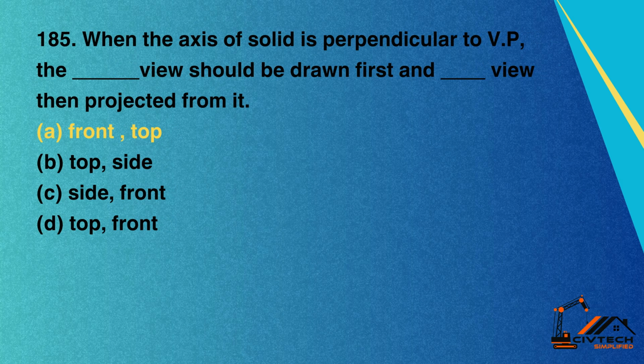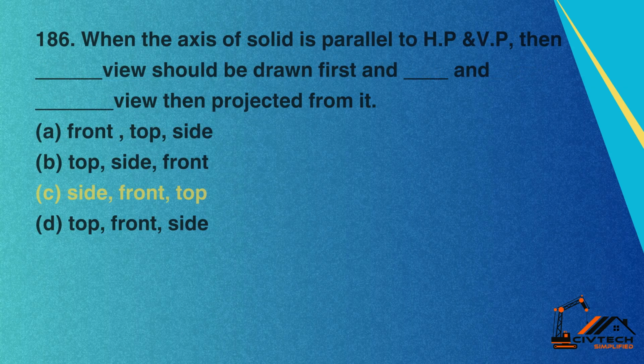185. When the axis of solid is perpendicular to VP, the front view should be drawn first, and the top and side views then projected from it. A. Front, top. B. Top, side. C. Side, front. D. Top, front. Correct option: A, front, top.